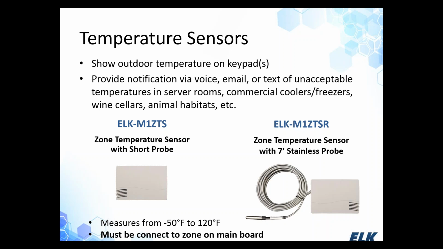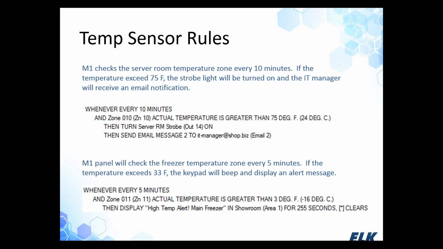Real quick, these temperature sensors do have to be tied on to one of the main 16 zones on the main panel itself. You cannot actually add those onto the M1 XIN, which is a zone input expander board. So it has to be tied into the main board itself. Now we've actually got some rules written here, and I did mention earlier about doing it to a strobe light, so we can actually do that.